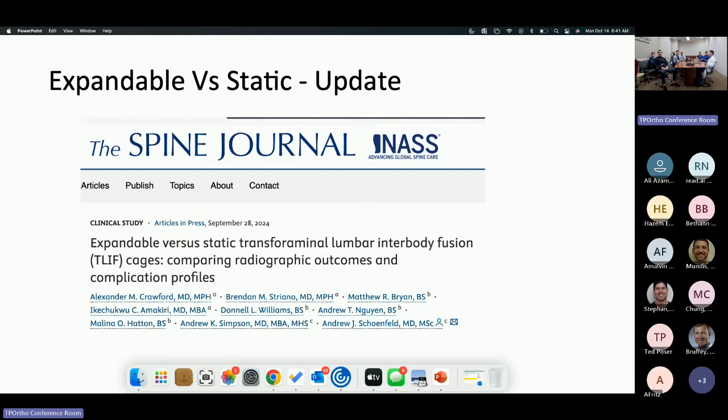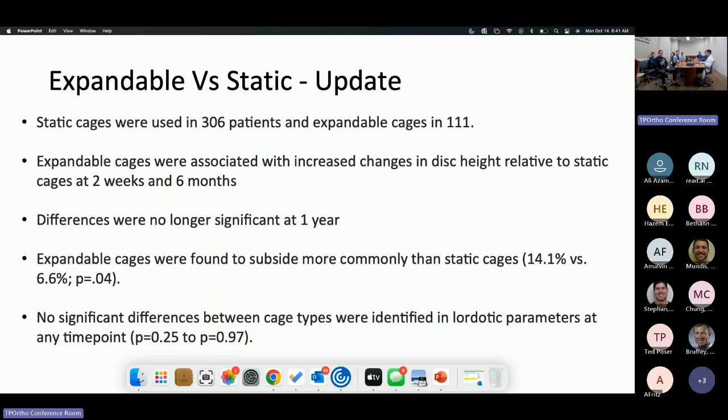Okay, so expandable versus static. This was kind of a cool paper. I don't think it's even in print yet. September 28th, it's just online, but it was a pretty cool study because it had quite a few patients. So 306 static versus 111 expandable, which was like twice the size of the other cohorts.